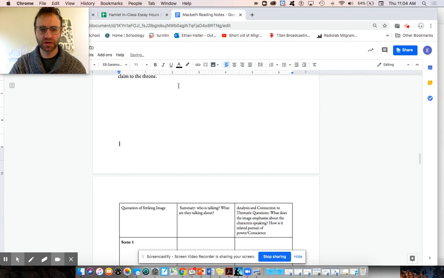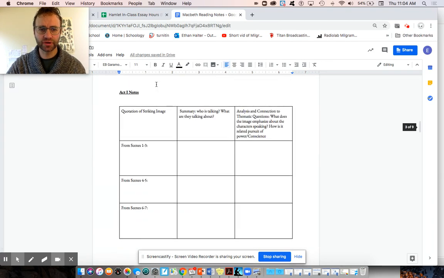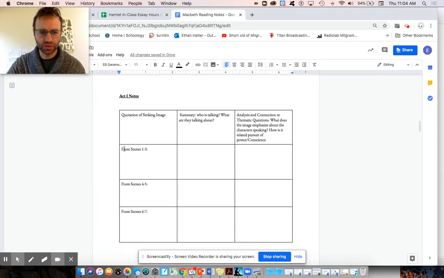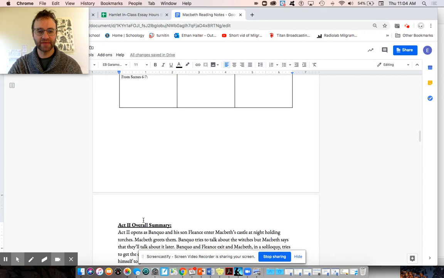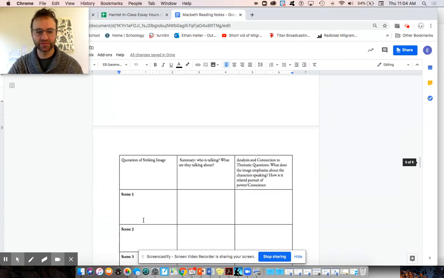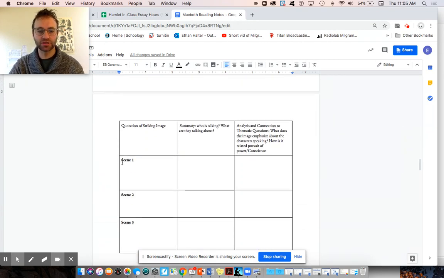One other thing, a logistical thing I want you to be doing, is in the little chart. As you saw for Act One, I had you just do scenes 1 through 3, scenes 4 and 5, and scenes 6 and 7. I haven't really divided it up that way for the other acts, but I want you to do that. So I'd like you to go really quickly right now. You can pause the video and just add scene 1, scene 2, scene 3.